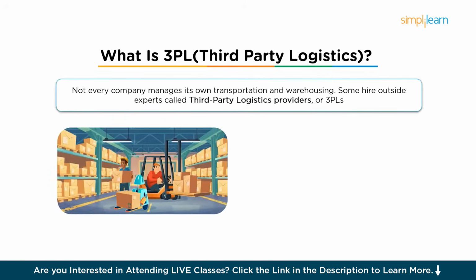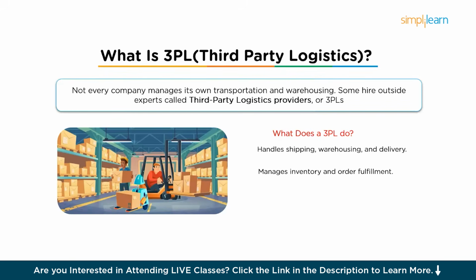So not every company manages its own transportation and warehousing. Some hire outside experts called third party logistics providers, or 3PLs. So what does a 3PL do? First, handle shipping, warehousing, and delivery. Second point is manages inventory and order fulfillment. The third point is provides technology and expertise. And then comes often offers customs clearance for international shipment, which is a very important point.